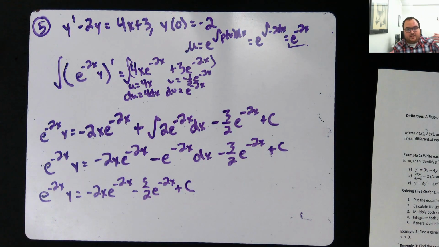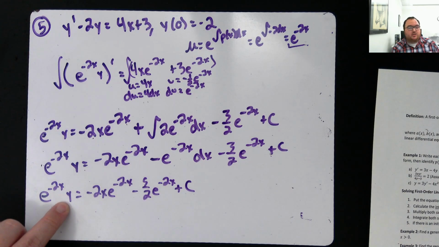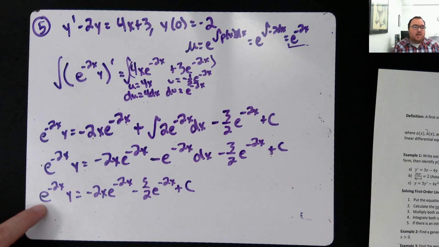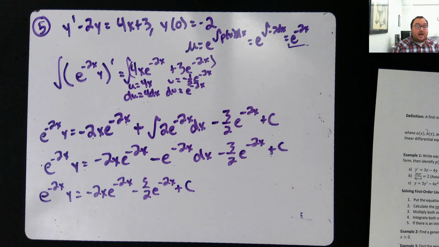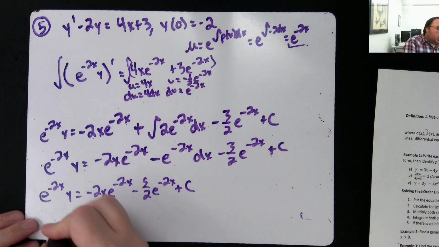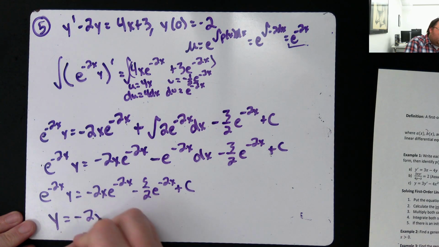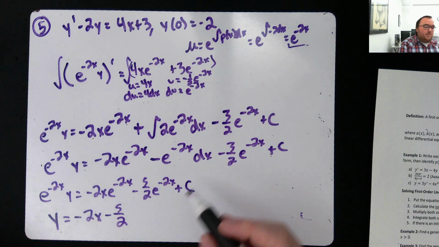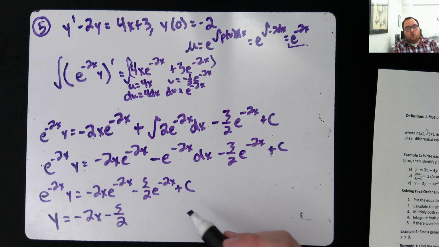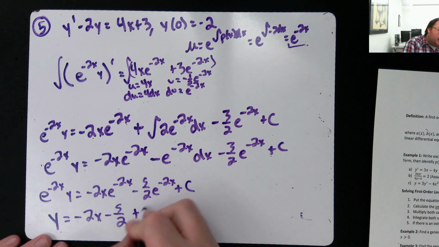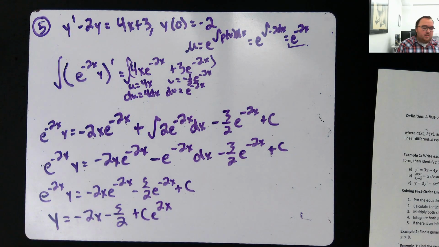So to solve it for the y, I just need to divide by e to the negative 2x. That's going to cancel it out here, leaving me with just negative 2x. Cancel it out there, leaving me with just negative 5/2. Dividing by e to the negative 2x is like saying times e to the 2x. Wish I could stop, but I can't.